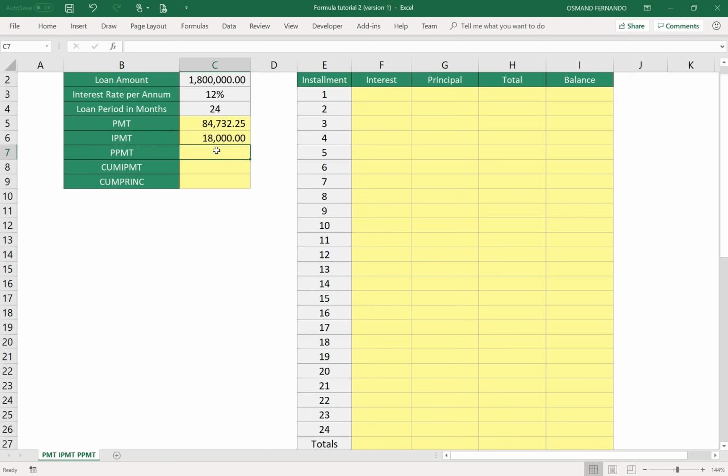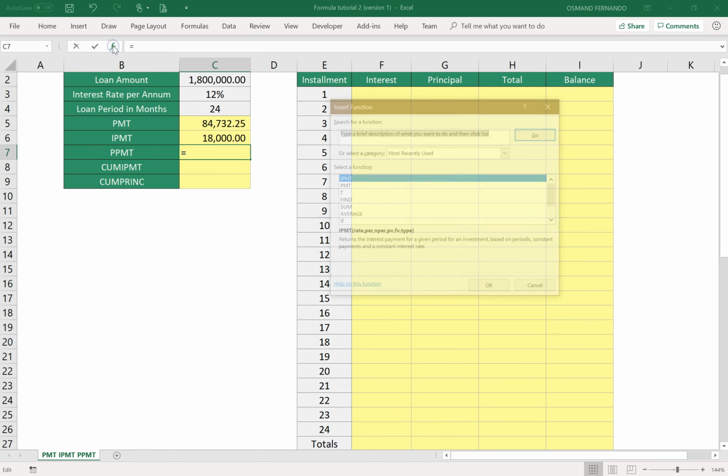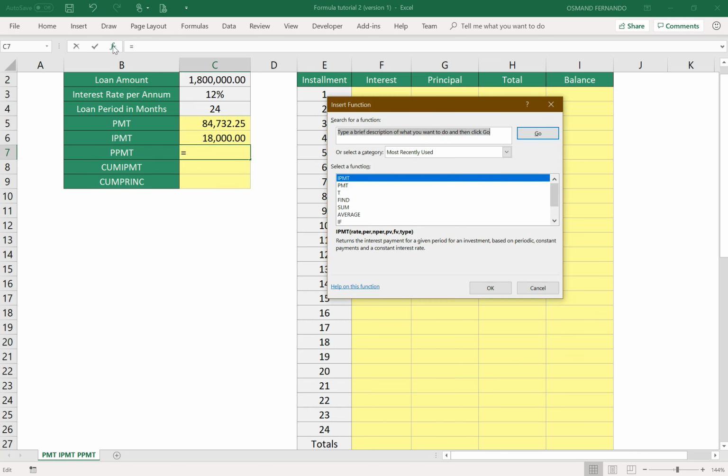And then what is PPMT? PPMT means the capital portion or the principal portion inside this 84,732 and 24 cents. So let's calculate that. Let's use the formula, insert function argument, PPMT. Let's type PPMT.